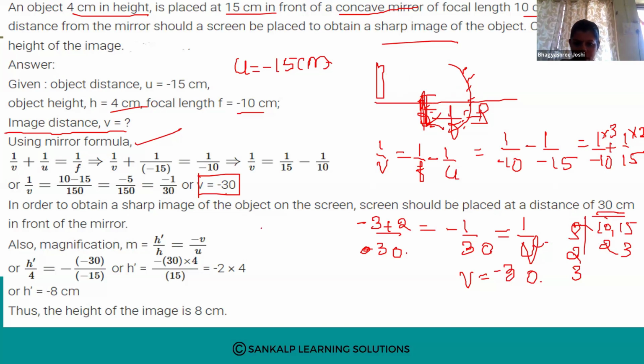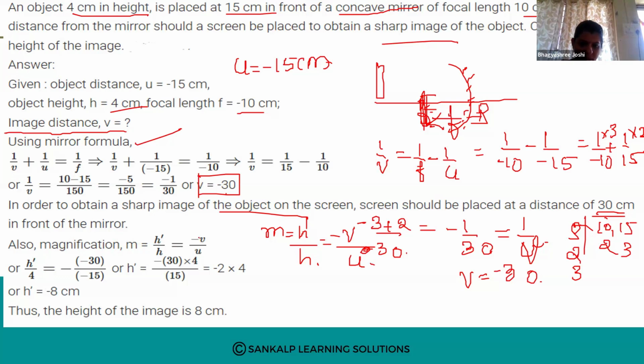Also, magnification m is equal to h dash divided by h. So the object, where should we keep it? On the left hand side. Okay, so m is h dash divided by h. m is minus v divided by u, and h is the height of the object. Height of the object they have given, that is 4.